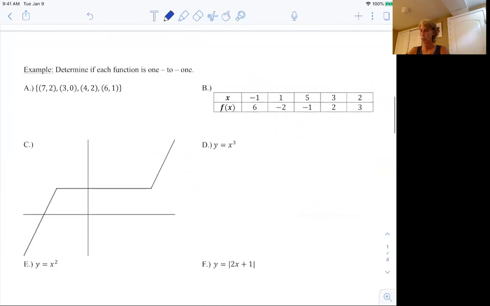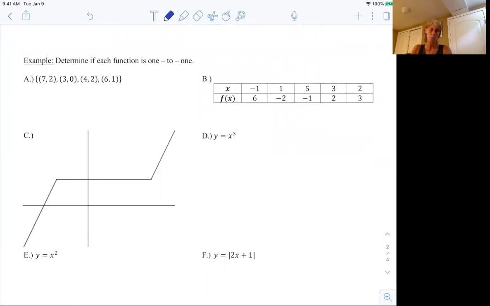Let's just jump into some questions here. In this topic, just identifying is something we need to know how to do. So determine if each function is one-to-one. In case A, I'm looking at a set of ordered pairs. So I'm just going to look to see first my x's. 7, 3, 4, 6. That's good. My x's don't repeat. Now let's look at our y values. 2, 0, 2. Right away, I have a y value repeating. So this is not one-to-one.